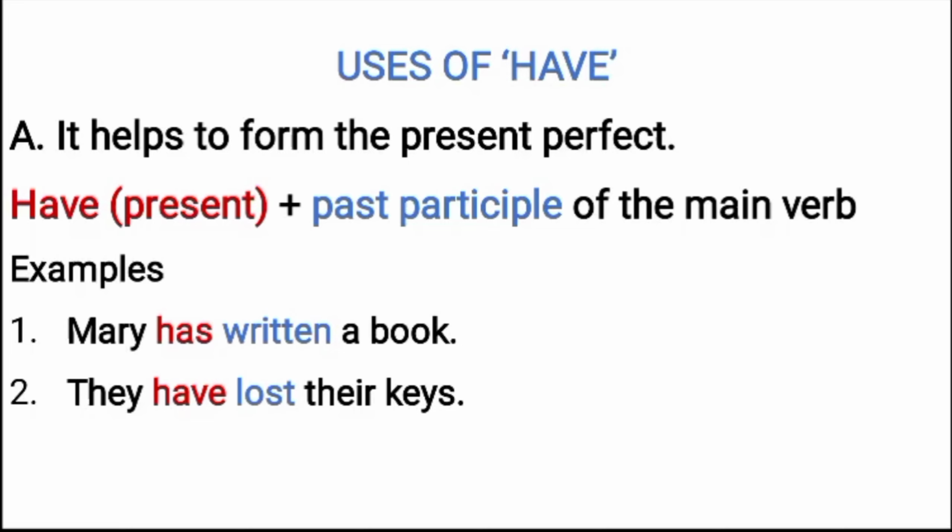Let's take a look at some examples. 1. Mary has written a book. Has is the present form of the auxiliary verb have in the singular form, and it's used together with the past participle form of the main verb, which is written. Example 2. They have lost their keys.